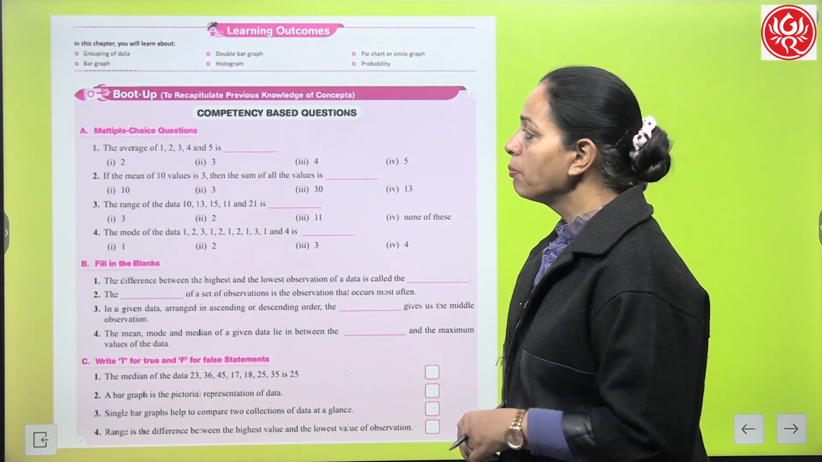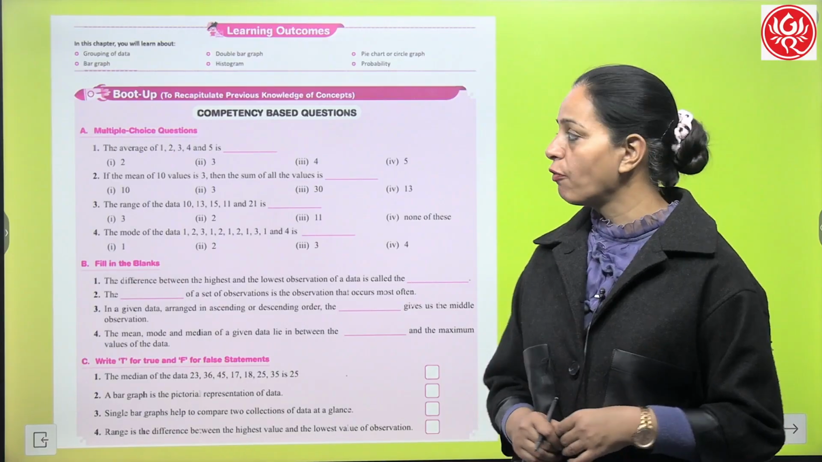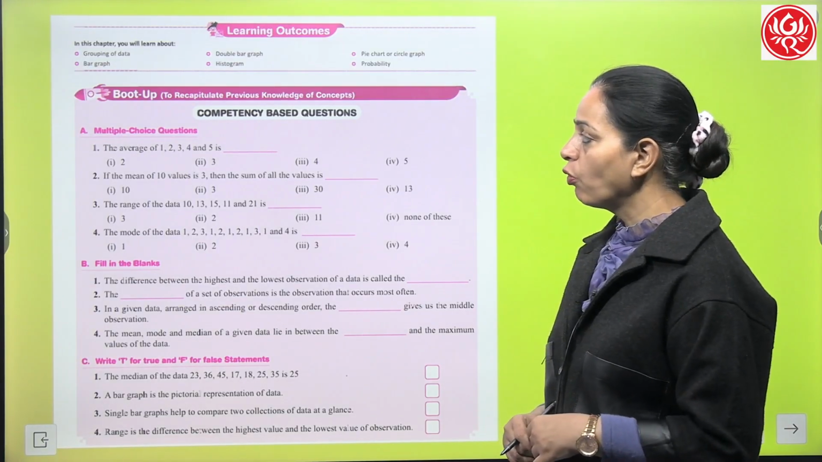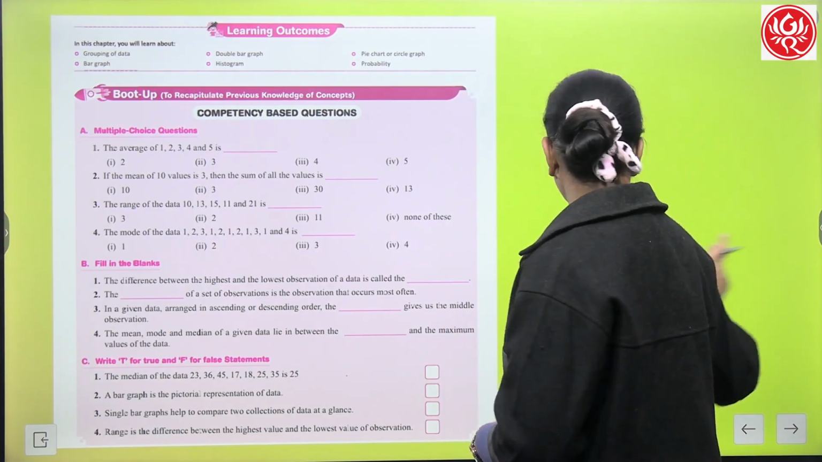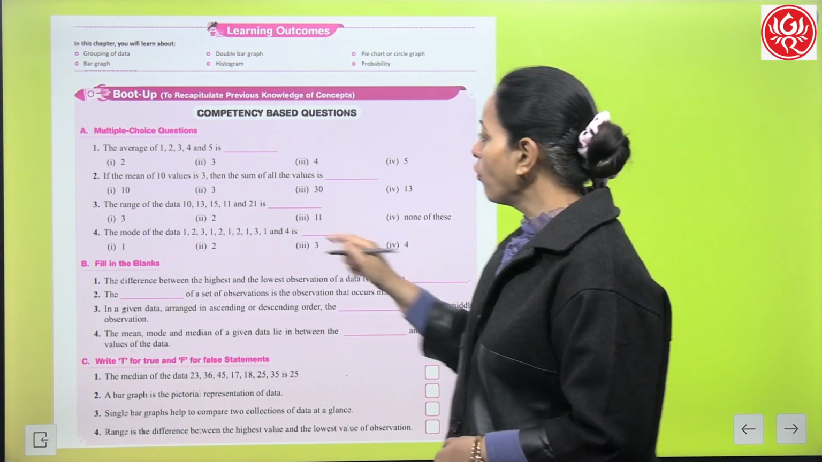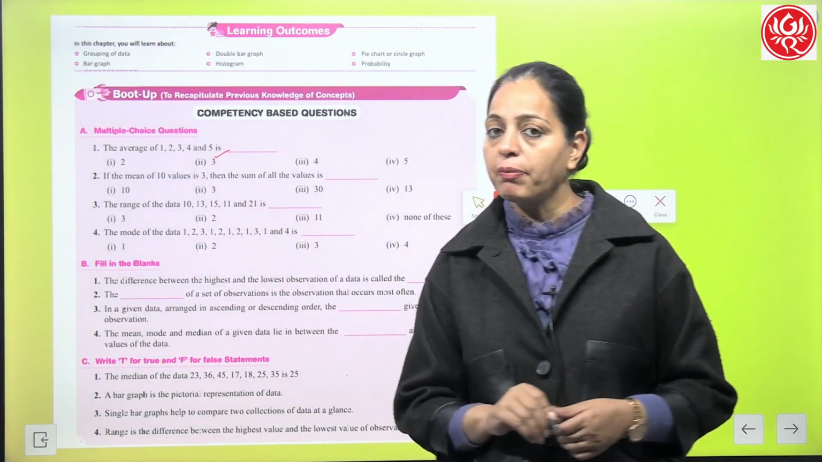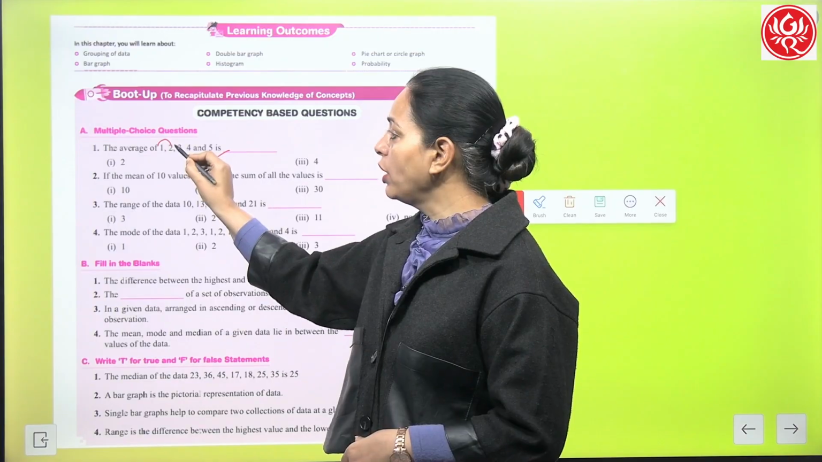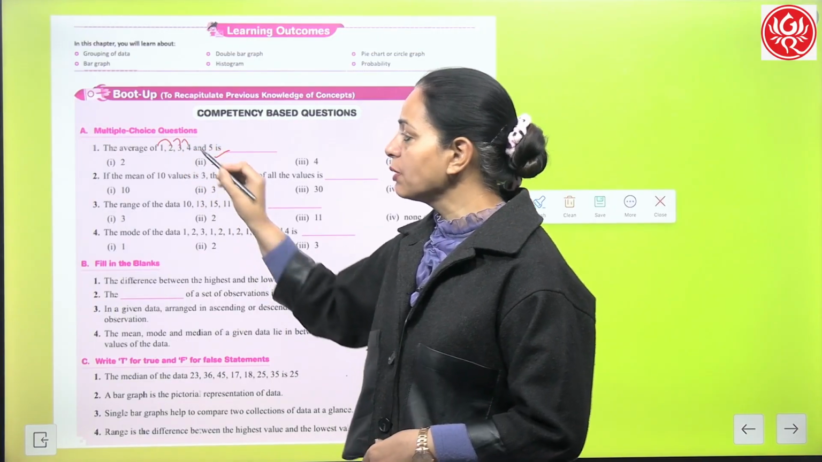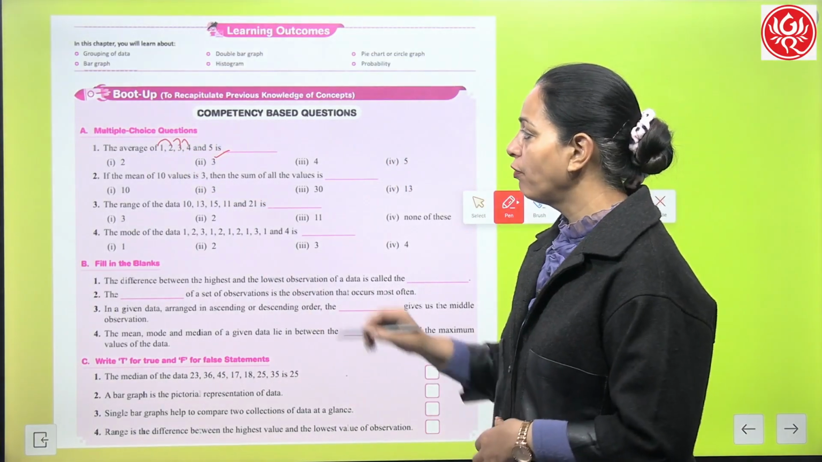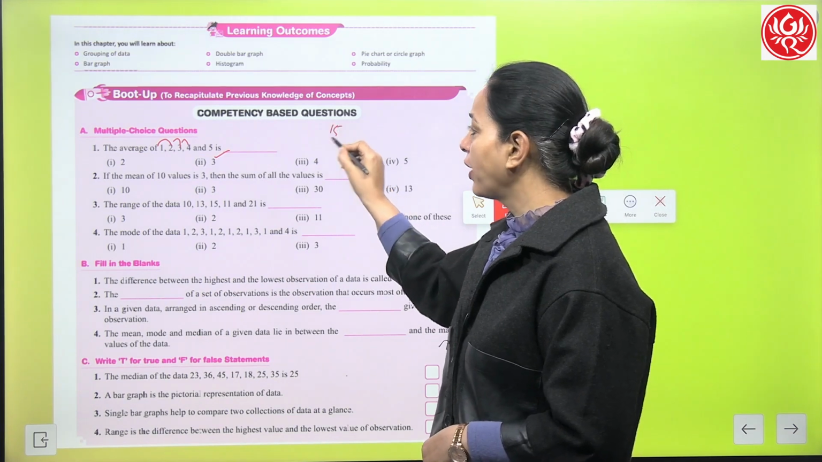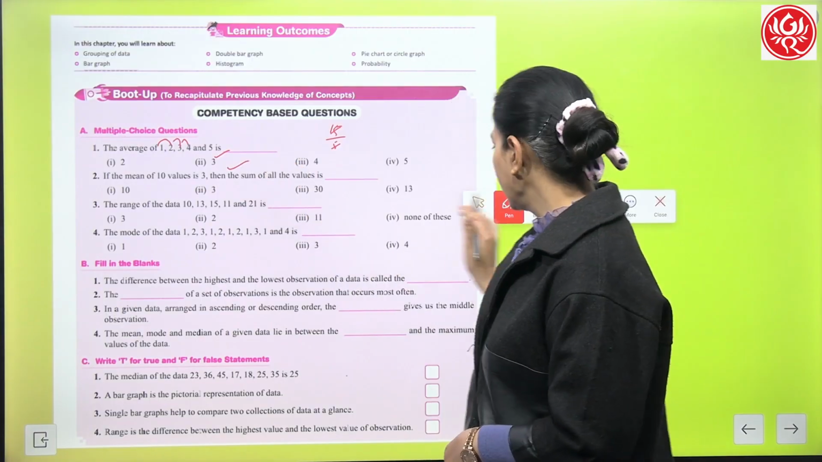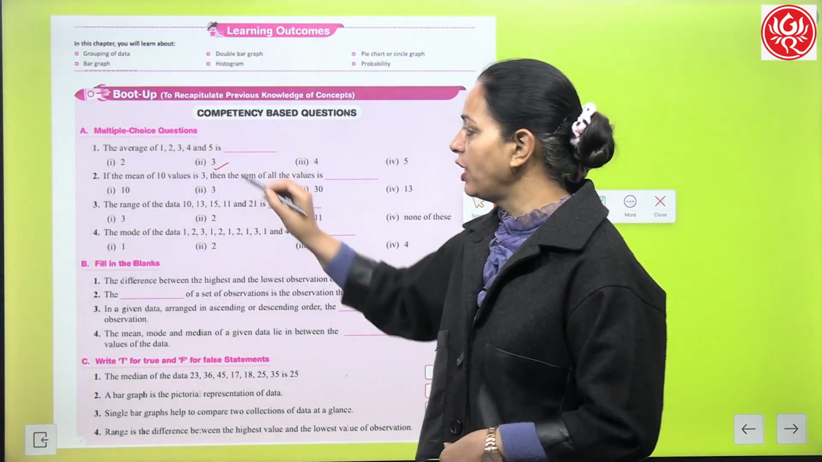To recapitulate previous knowledge of concepts, competency based questions. A part, multiple choice questions. The first one, the average of 1, 2, 3, 4 and 5 is. Average means sum of observations divided by number of observations. So 1 plus 2, 3, 3 plus 3, 6. 6 plus 4, 10, 10 plus 5, 15. 15 divided by 5, that is 3. So the answer is 3, right?